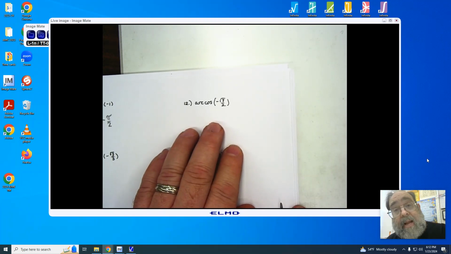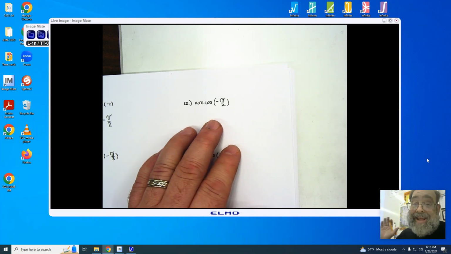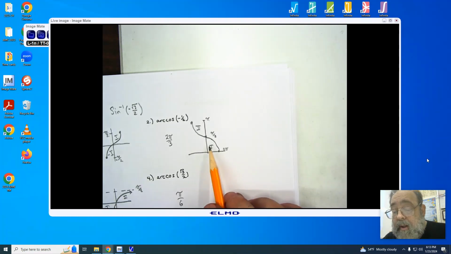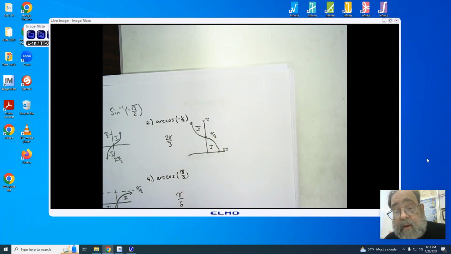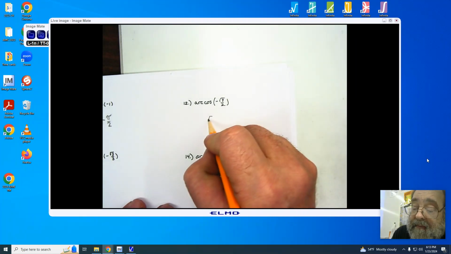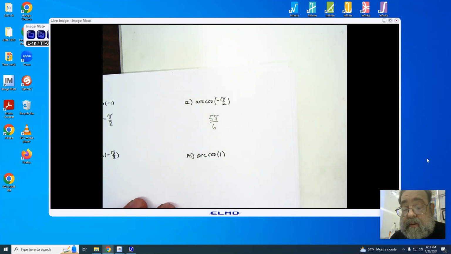Arc cosine -√3 over 2. Well, we know arc cosine is positive √3 over 2 at pi over 6. We want it in the second quadrant because arc cosine only gives me the first and the second quadrant. So I'm now looking at pi over 6 in the second quadrant, and that would be 5 pi over 6.